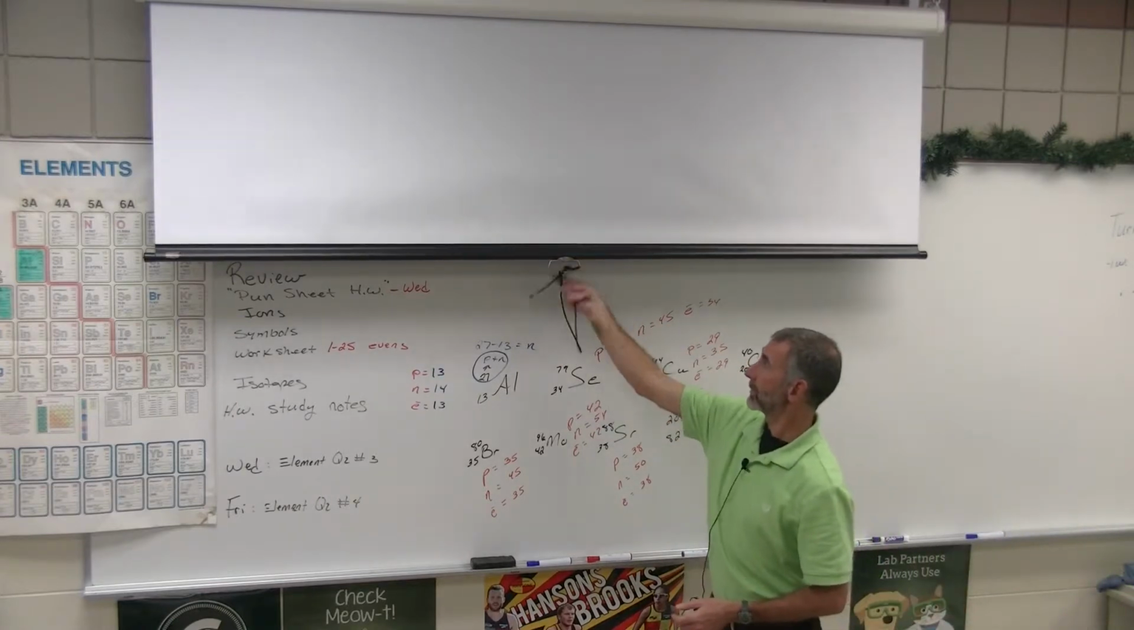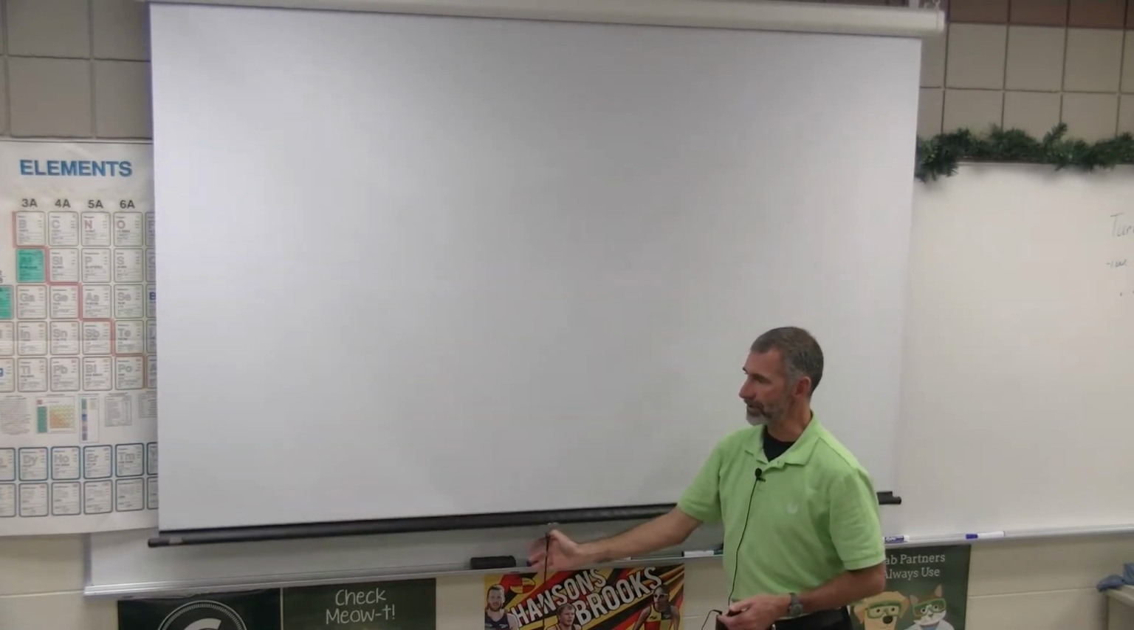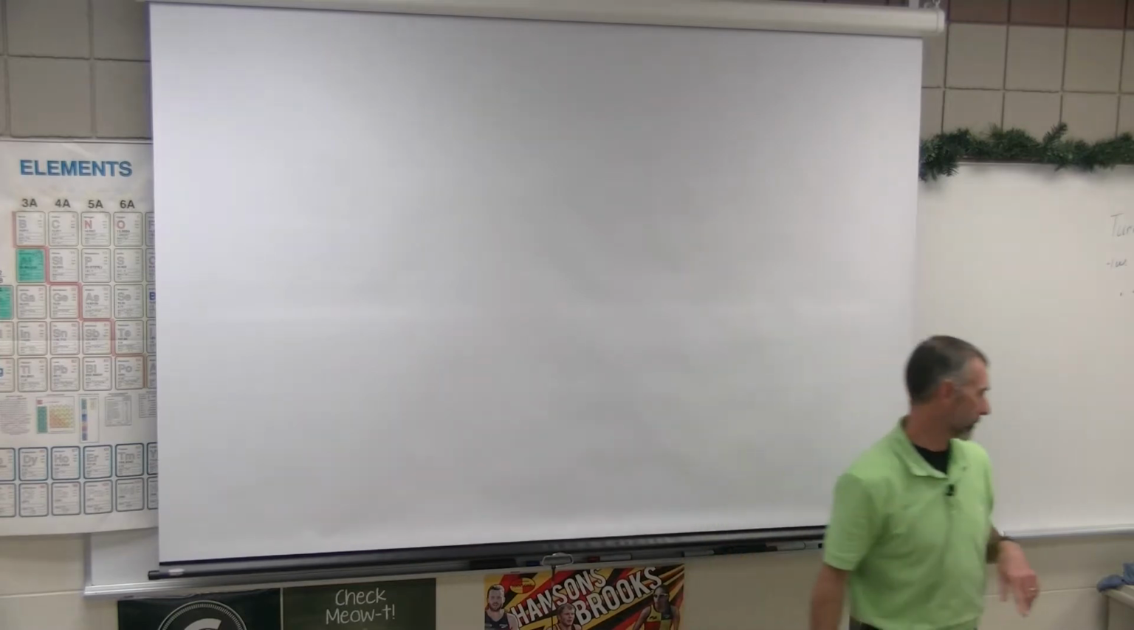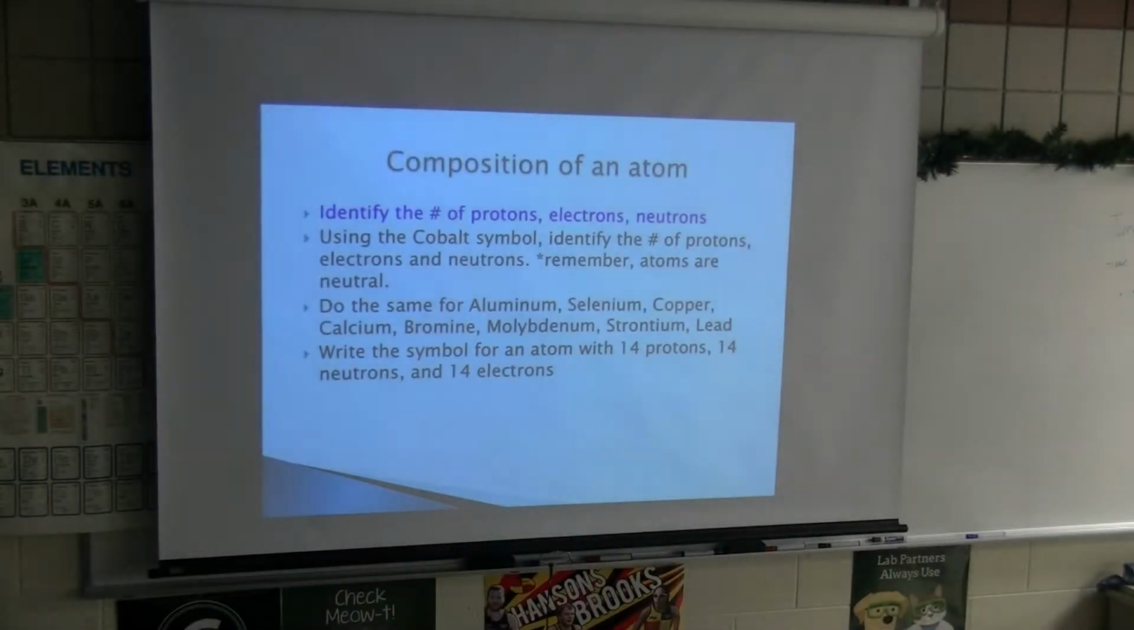All right, so now let's reverse it. I'm going to give you some information, and then you're going to write the symbol. Okay? It comes up here on the screen for you. Write the symbol for an atom with 14 protons, 14 neutrons, and 14 electrons. So now we're going to go the other way with it.